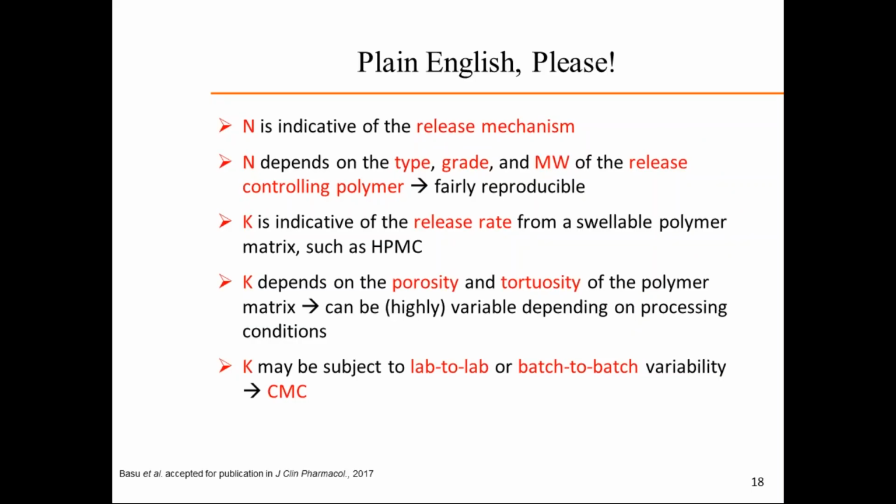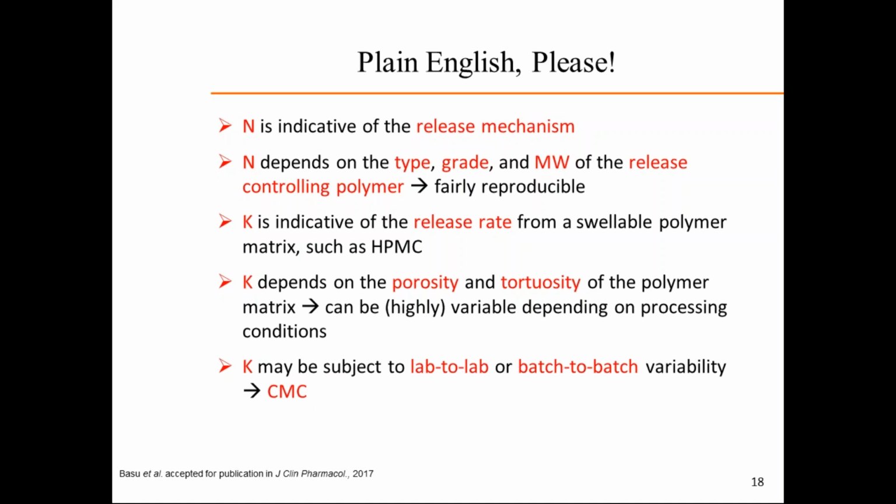So just to identify more, because we are seeing this from the perspective of a formulator, what is the implication of N and K. N is indicative of the release mechanism, which is mainly governed by the type, grade, or molecular weight of the release-controlling polymer, in this case HPMC. So what we understood is that this change of N is fairly reproducible because most of the time we'll be using the identical polymer. But K, which is more like an indicator of release rate from a swellable polymer matrix, might vary lab to lab or batch to batch, because whenever we are using HPMC and it comes in contact with the body fluid, it makes a gel.